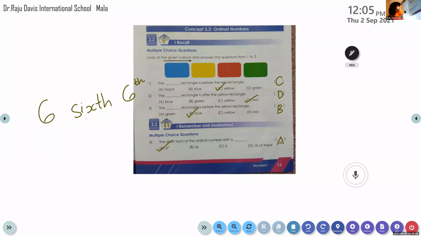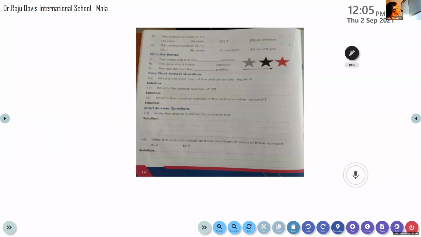Let's move to page number 16. Now, question number 5. Jennifer, please read the question number 5. The ordinal number of 9 is. The ordinal number of 9.